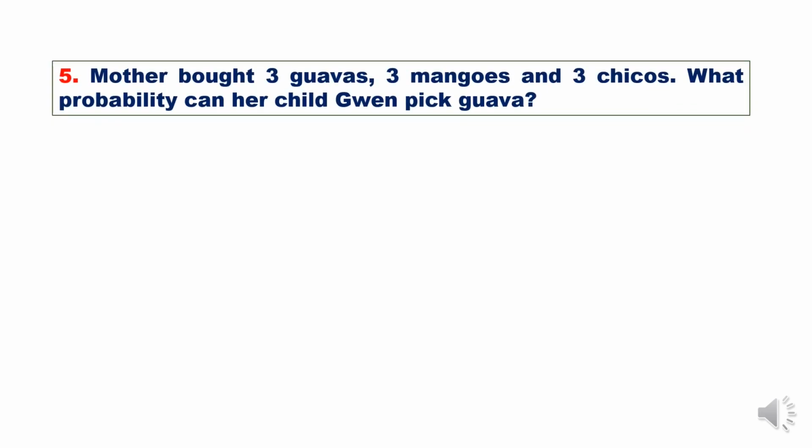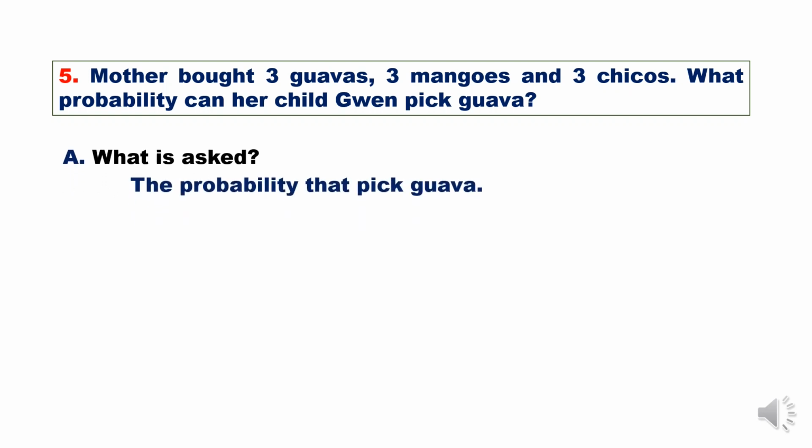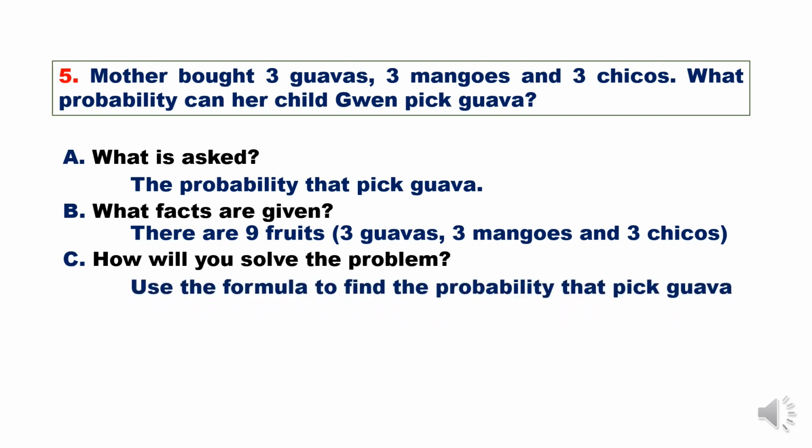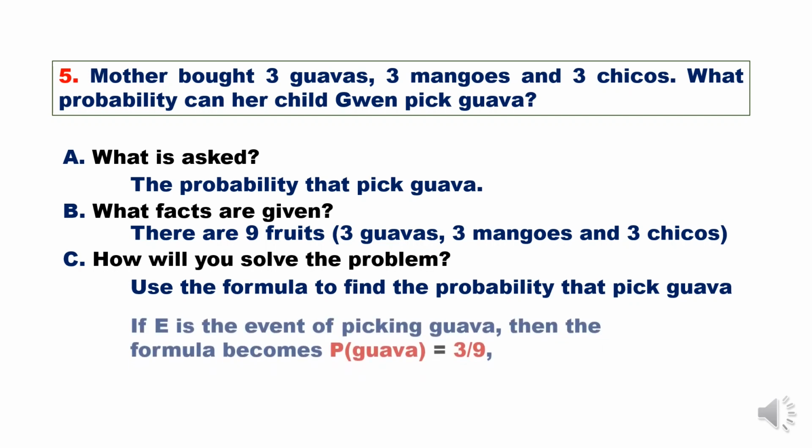Number 5. Mother bought 3 guavas, 3 mangoes, and 3 chicos. What is the probability that her child Gwen picks a guava? What is asked? The probability that she picks a guava. What facts are given? There are 9 fruits, 3 guavas, 3 mangoes, and 3 chicos. How will you solve the problem? Use the formula to find the probability that she picks a guava.